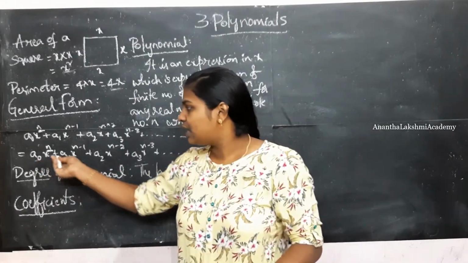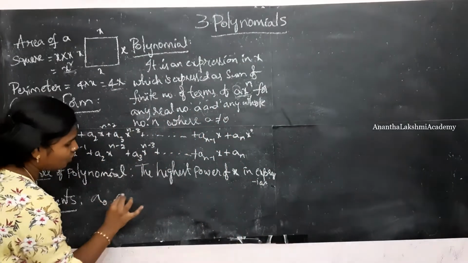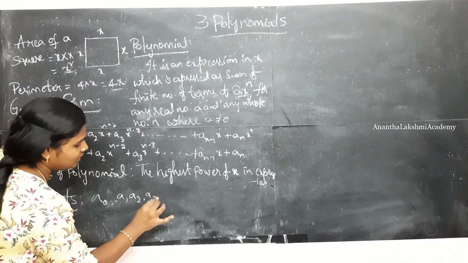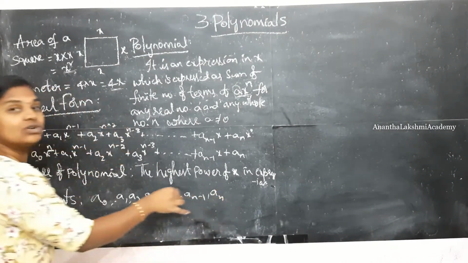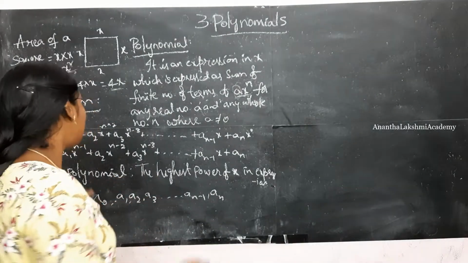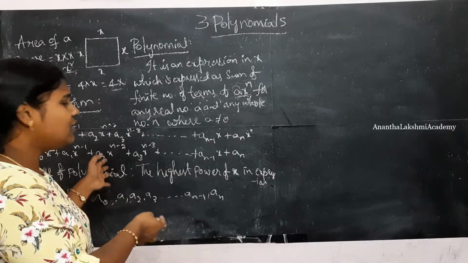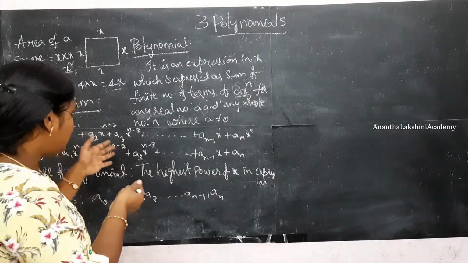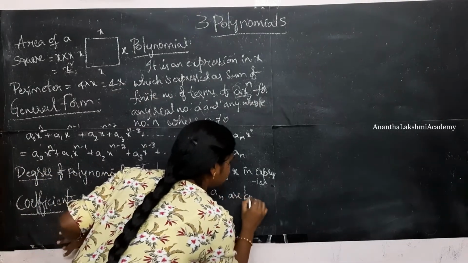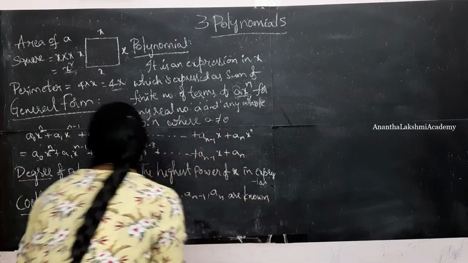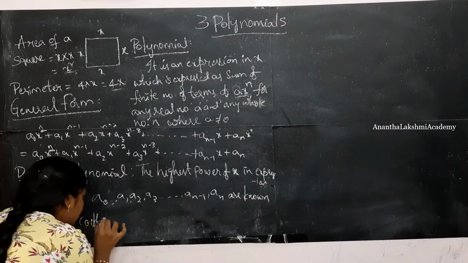In the generalized form, what are the coefficients? a0, a1, a2, a3 and so on, an minus 1, an. These are called coefficients, which are nothing but the constants multiplying the x terms in the expression. These are known as coefficients.